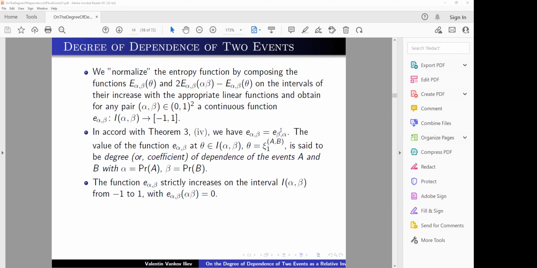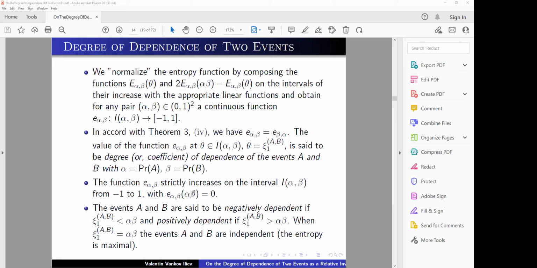So E alpha beta is E beta alpha, and this value at the point theta, which is just the probability of the intersection of A and B, is said to be the degree or coefficient of dependence of the events A and B, with alpha equals the probability of A and beta equals the probability of B. This function strictly increases, as we discussed, from -1 to 1, and has value 0 at alpha beta, exactly where the entropy is maximal. Intuitively speaking, this means that there are no relations between the events A and B.